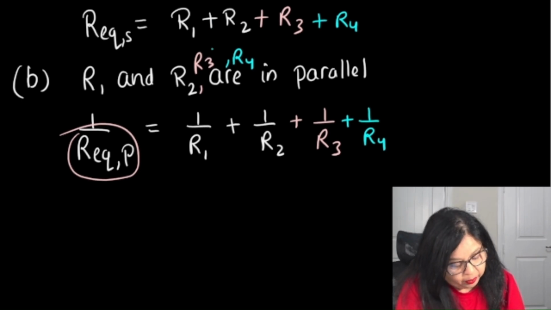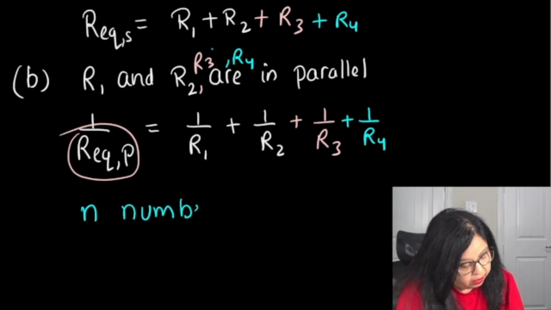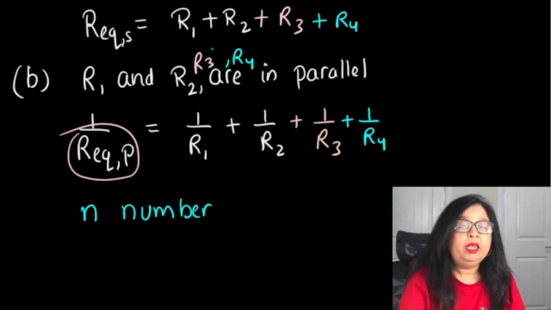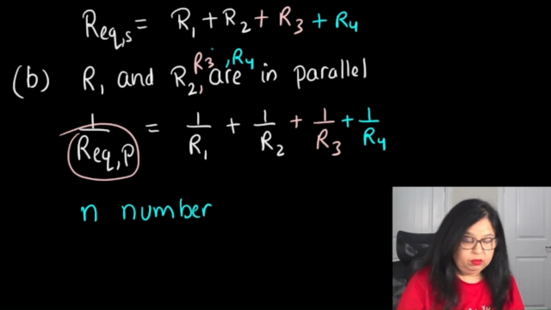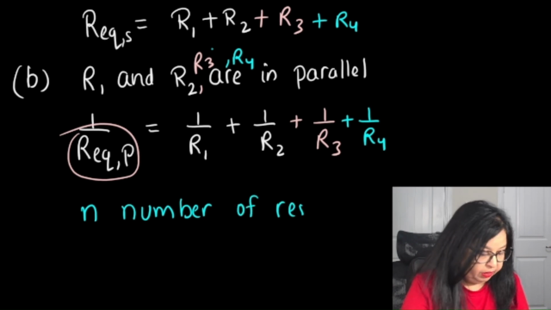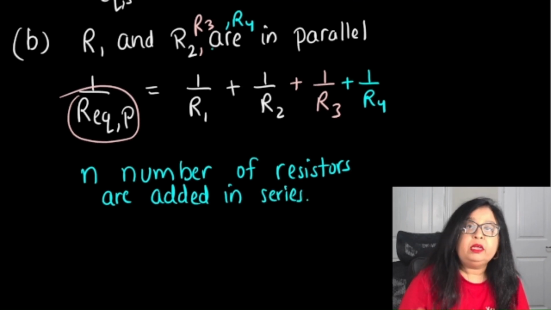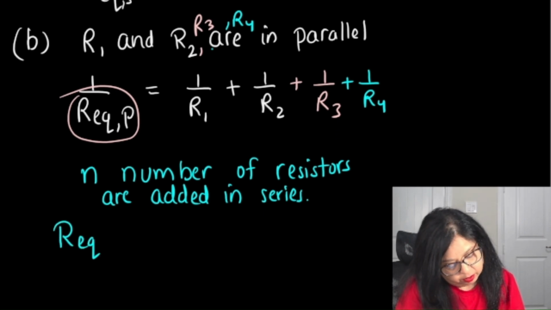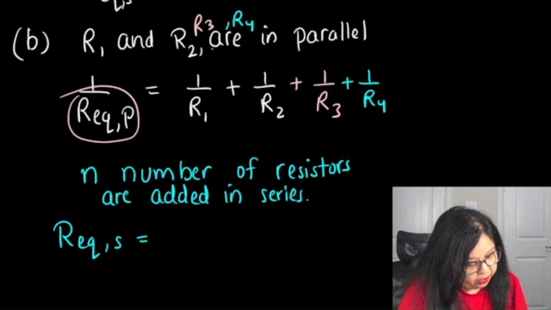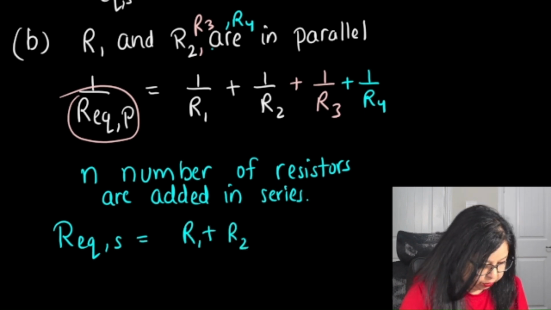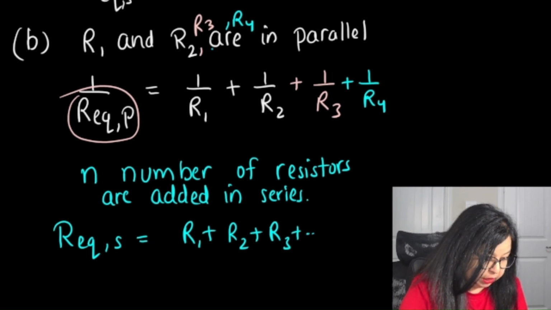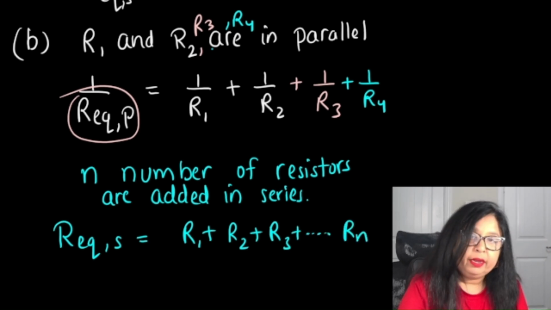So if you say that n number, n could be anything. N could be 2, n could be 5, n could be 10. N number of resistances or resistors are added in series. What is their equivalent resistance? R equivalent in series will be R1 plus R2 plus R3. Keep on going till you hit Rn.